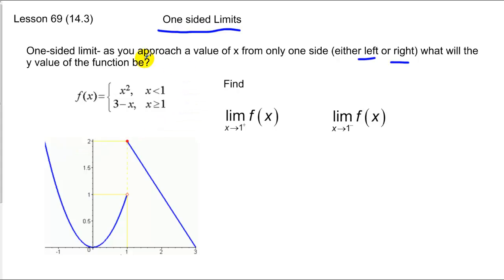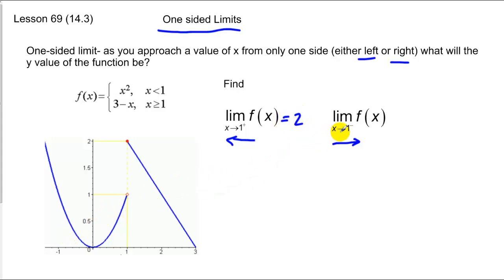So here I have a piecewise function. It's graphed down below, and we're going to find the limit of f of x as x approaches 1 from the positive side, so that means moving in this way. When I find the limit of f of x as x goes to 1 from the negative side, that means I'm approaching 1 from this side. So you'll see that in this case, at 1 from the positive side, we get closer and closer to an x value of 1, and our y value gets closer and closer to a y value of 2.